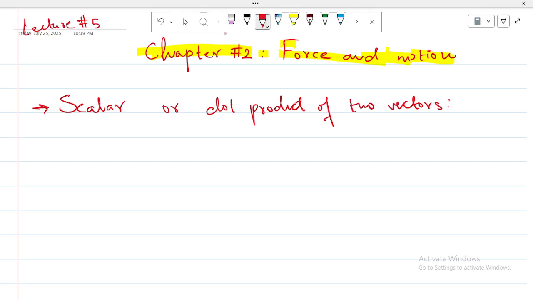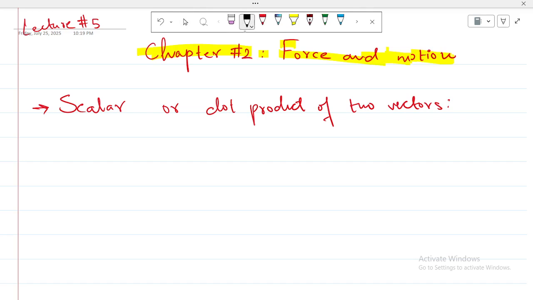In the past lectures we have discussed representations of vectors as well as rectangular components of a vector, and we solved an example as well in the last video. This video is about the scalar product, or dot product, of two vectors. Before defining what the scalar or dot product really is, I think it is better to first have a motivation to see why the dot product is necessary.